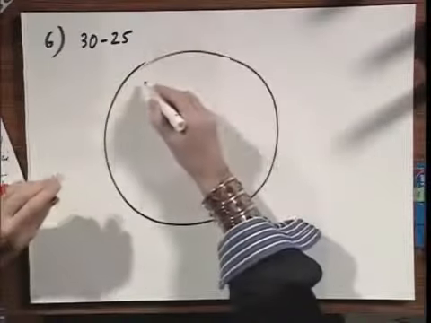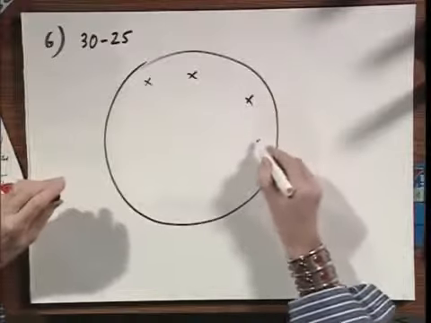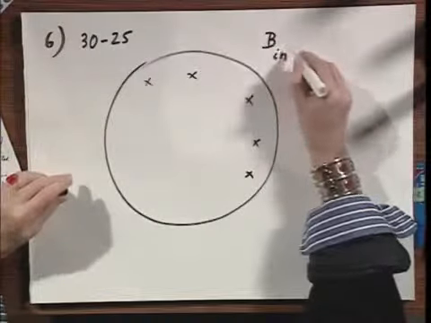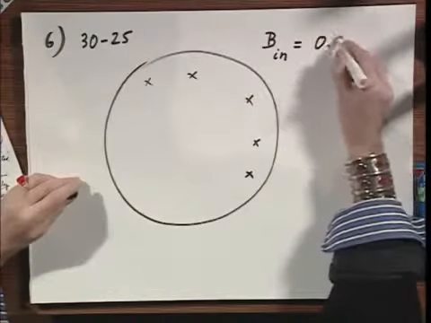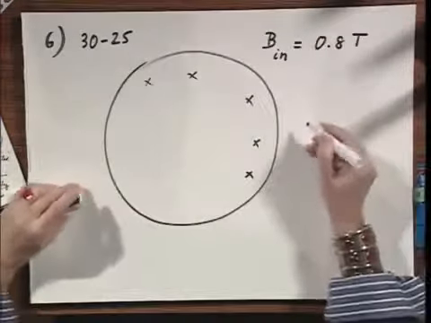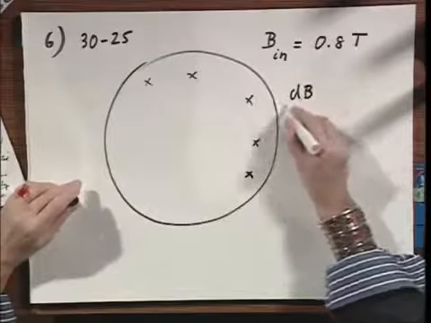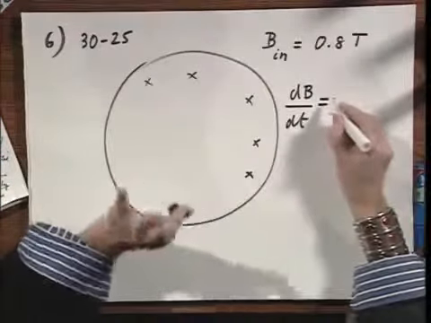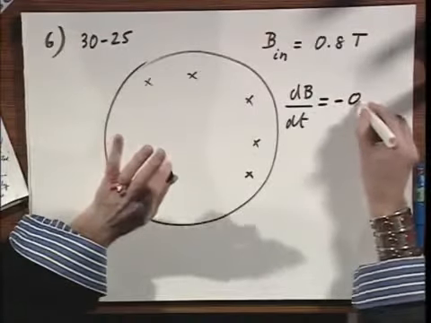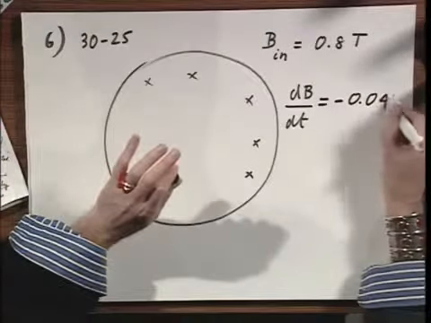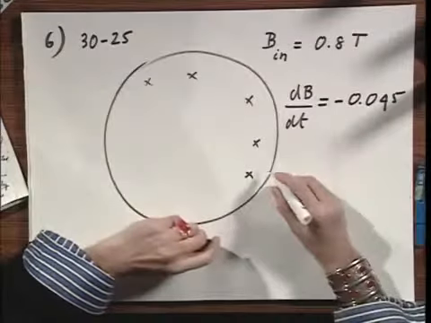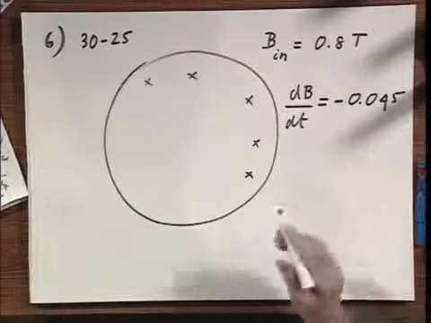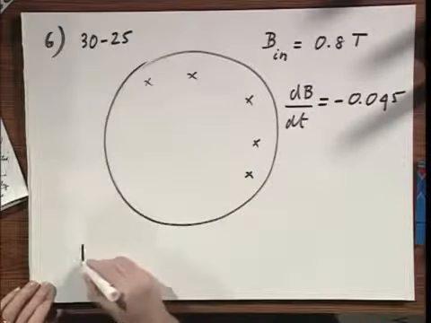We have here some area in which we have a magnetic field which is pointing into the blackboard. We have an initial field pointing into the blackboard which is 0.8 Tesla. And we have dB/dt: the magnetic field is gradually becoming smaller and smaller, weaker and weaker. That's why we have the minus sign of 0.045 Tesla per second. The field is decaying, so to speak.